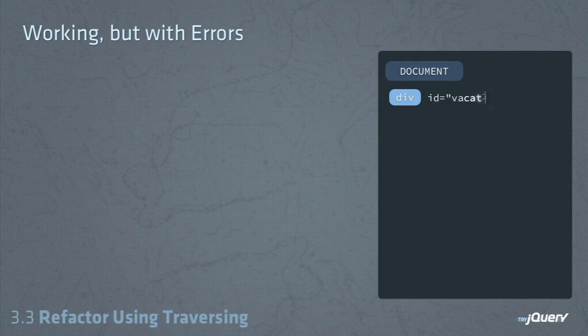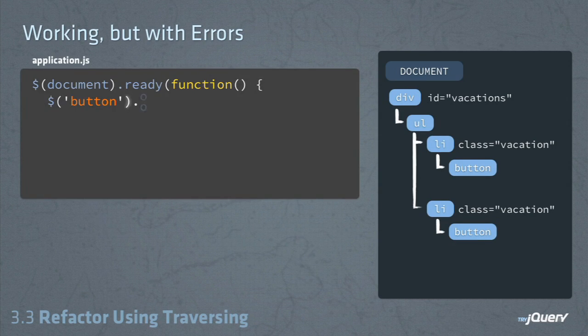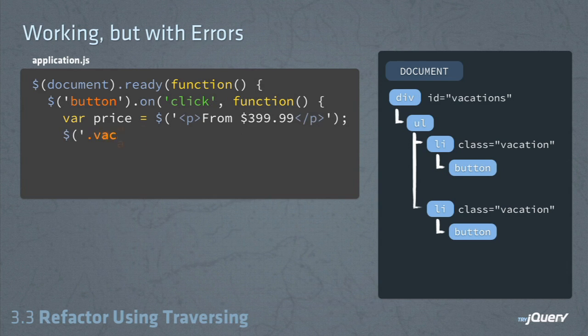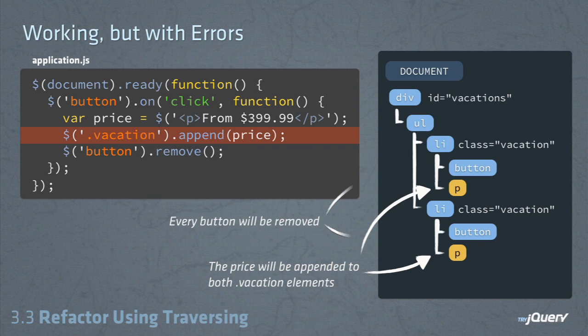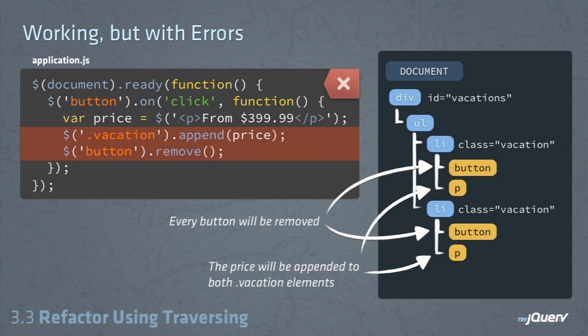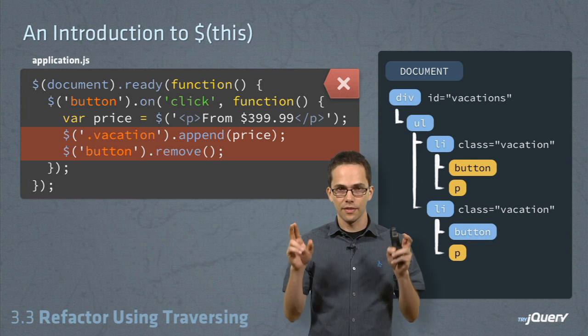Here's our DOM, this time with multiple vacations, and here's our code. When we go to append the price, it's going to find all of the LIs with the class vacation and append the price, the same price, to all of them. It's also going to return all of the buttons when it searches for a button and then call .remove, effectively removing all of them.